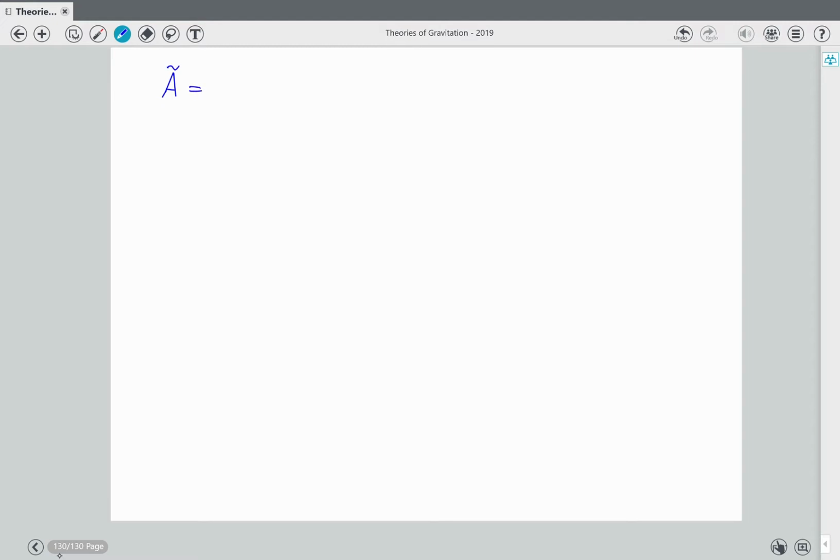A tilde equal to sigma 2 A star sigma 2. But what is A star? A star is A conjugate plus B conjugate, and then you have sigma 2 sigma conjugate.